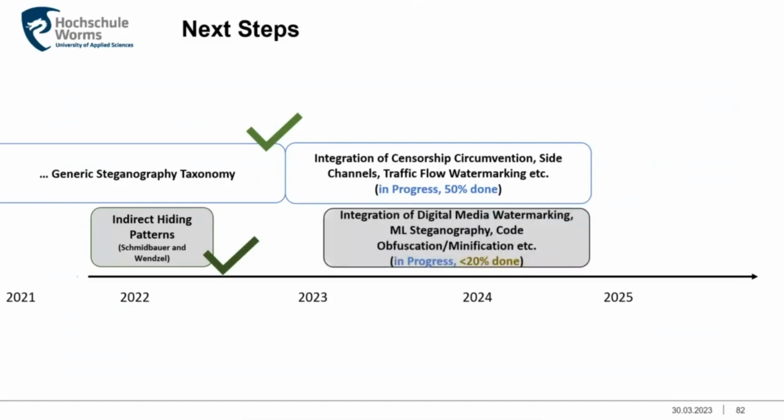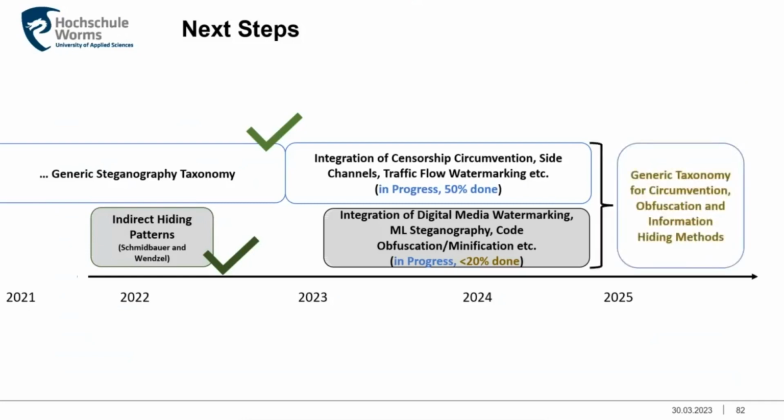But there are a few subdomains like digital media steganography, digital watermarking, machine learning-based stego, code obfuscation that are partially not done at all, and in some cases only a little bit done. We need to check whether it really works with the same taxonomy or whether we need to adjust something. And this should result in, I wrote here 2025 and further, a generic taxonomy for all of this that will hopefully exist by then, and hopefully it will work. I don't know whether it will work. I just hope for it, because then everybody speaks the same language.